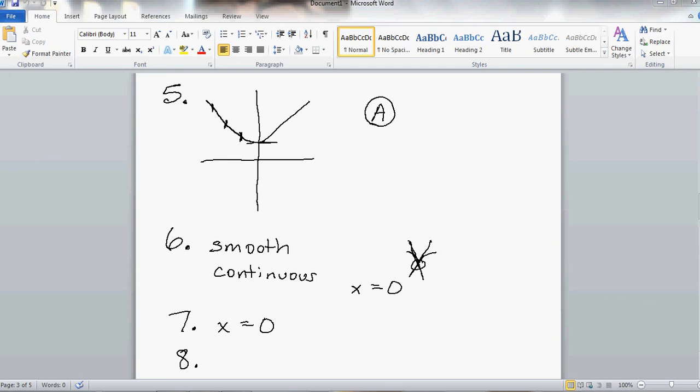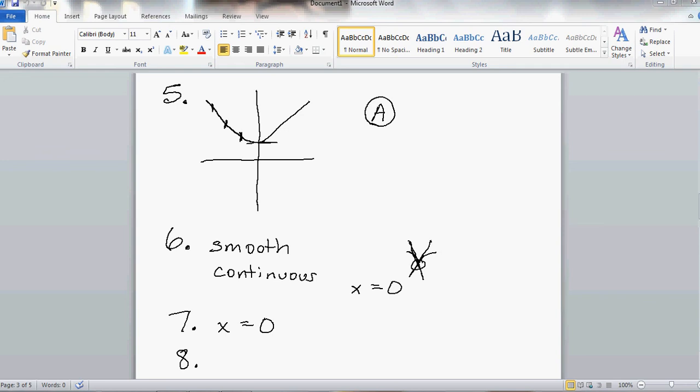So I guess the first question is, since in order to be differentiable, we have to be smooth and continuous, is it continuous at x equals negative 1? It certainly appears continuous to me. I don't see a gap, I don't see a hole. So at least it's continuous. So that takes the last example out.